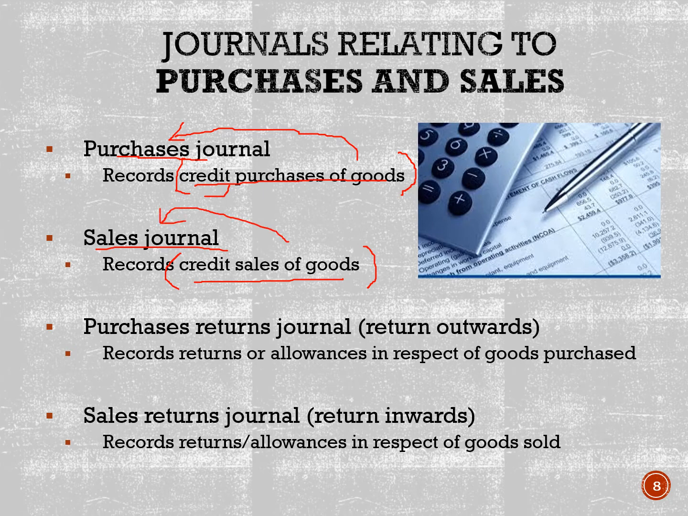Purchase return journal, return outward, ni maksud dia pulangan belian. So record return or allowance in respect of good purchase. Macam yang sama je yang saya explain tadi. So this one pun untuk sales adalah pulangan jualan daripada barang yang kita jual, sebab sale kita jual dekat orang.